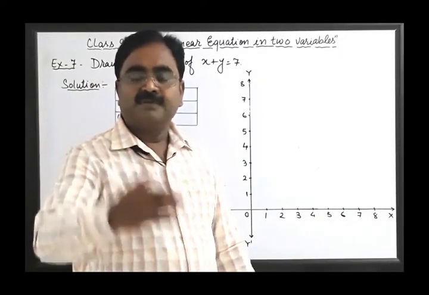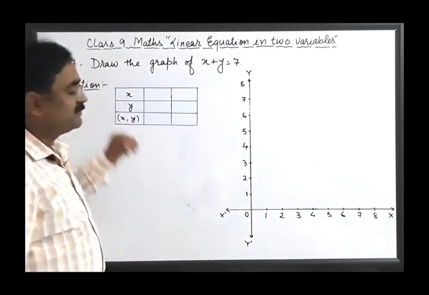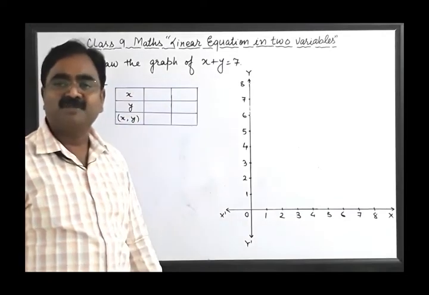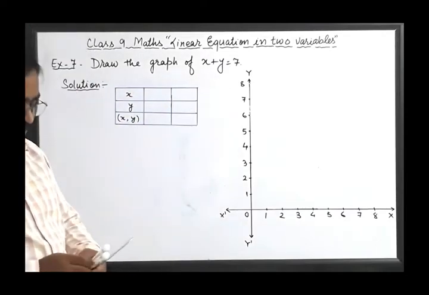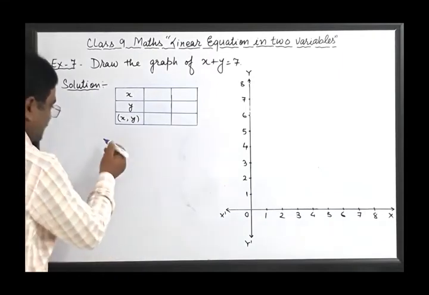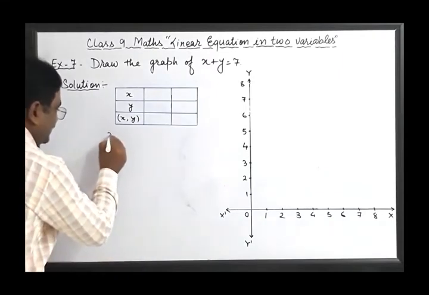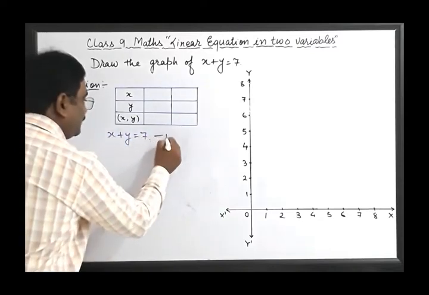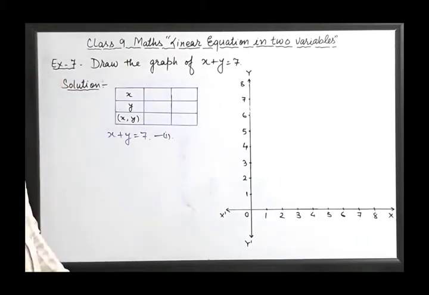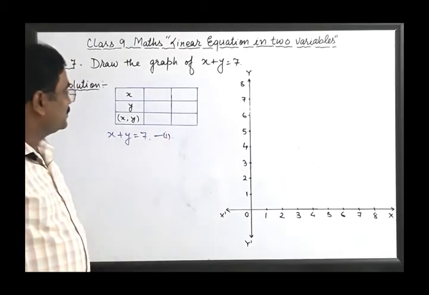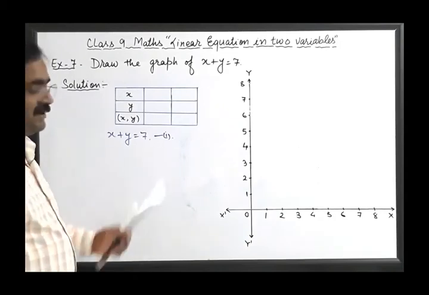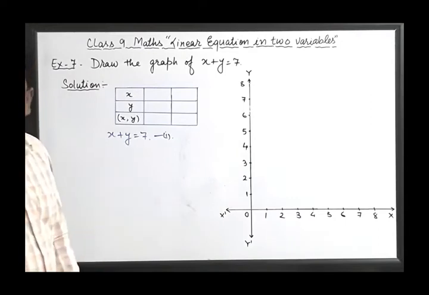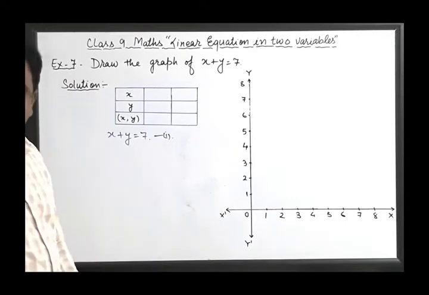Okay friends, let us see the next example, example number 7. Draw the graph of the equation x plus y equals 7. As your equation is given, x plus y equals 7, we have to draw the graph of this equation. So find different solutions of this. We are going to find only two solutions. With the help of 2 points, 2 coordinates, we can easily draw the line in the Cartesian system, right?